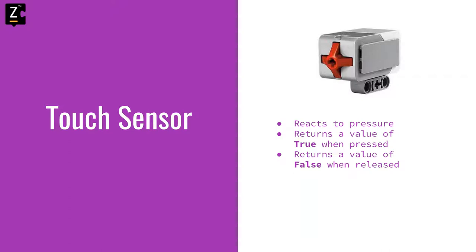When pressed, it sends a high voltage to the robot controller. When released, a low voltage. These states are translated by the controller to the values of true or false. This is important so we can interpret the data coming from the sensor. When we ask for the touch sensor value, we will get true when pressed, false when released. We can make decisions upon it.